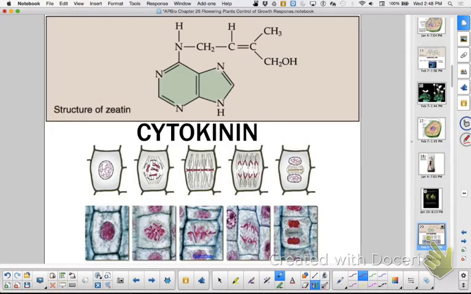Okay, cytokinins, what do we hear in that? Cytokinesis. Tell me what stage this is. Interphase. Interphase moving into? Prophase. And then this is? Metaphase. Prophase. Metaphase. Anaphase. Telophase. Good, just checking. And so it promotes cell division.